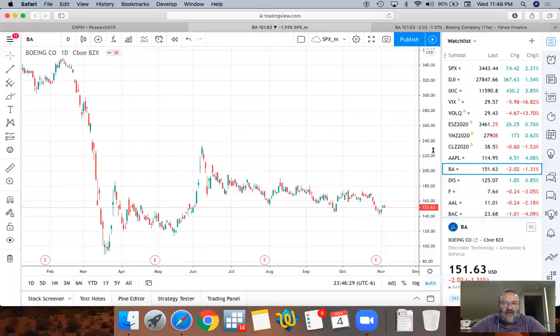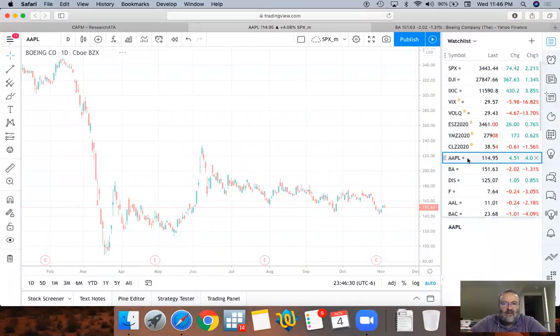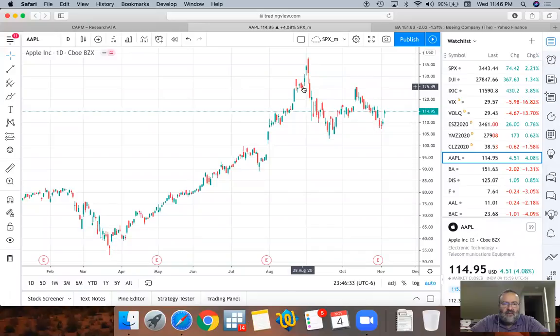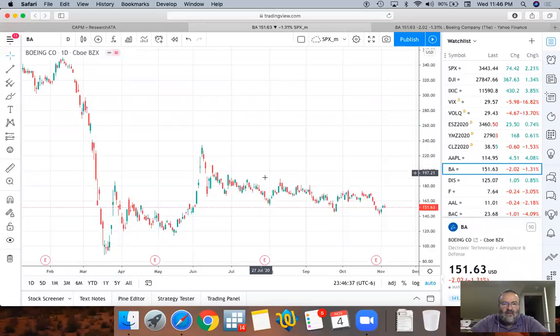And when you look at Apple right here, you see a very nice outperforming the market. But when you look at Boeing, we did not perform, and the betas were almost the same. So how is that possible? Well, beta is not a performance measure. Beta is a risk measure.